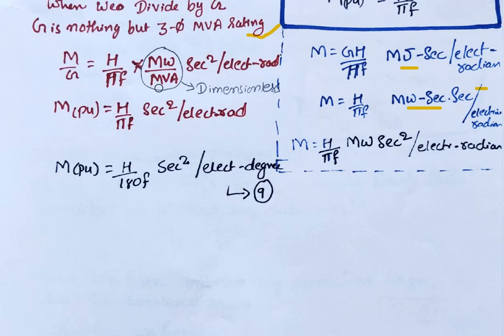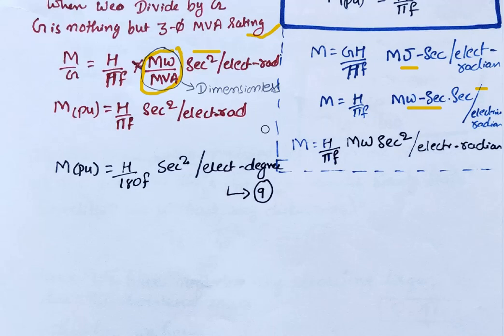So where is MVA? MVA is nothing but G, the three-phase base MVA. Now MJ second squared, I place MW second squared per electrical radian. When we divide by G, which is my base MVA, MW by MVA is a dimensionless quantity. So you only get second squared per electrical radian. M per unit is given by H by pi F, in second squared per electrical radian.